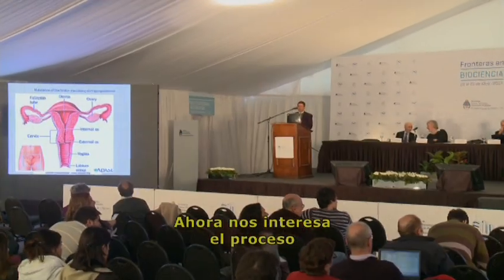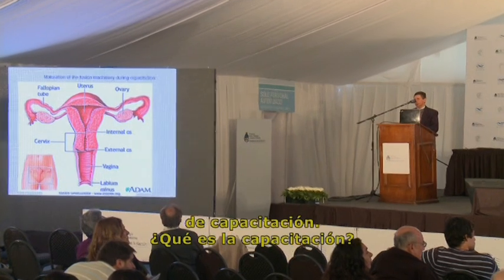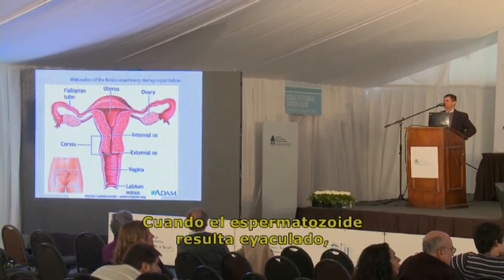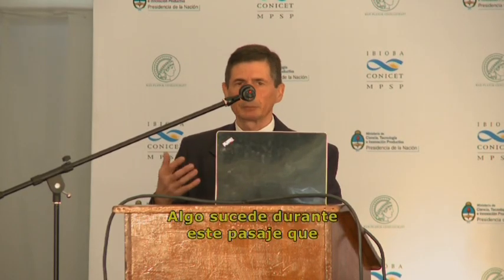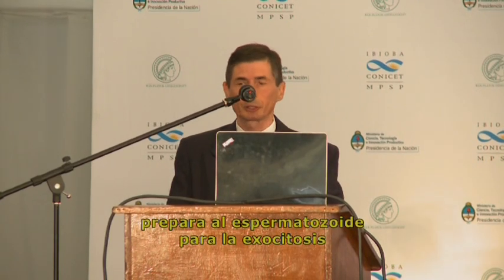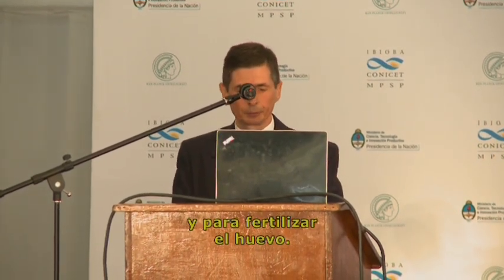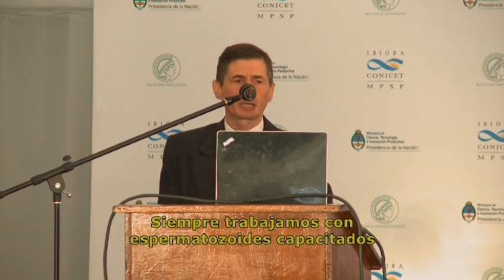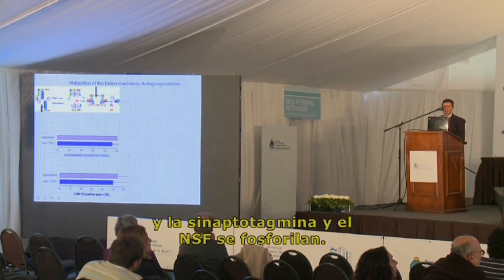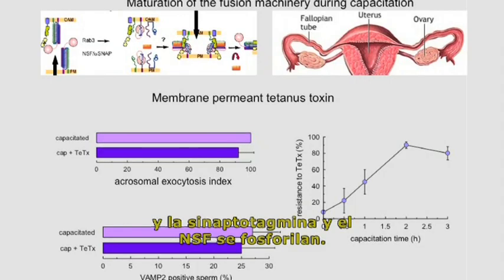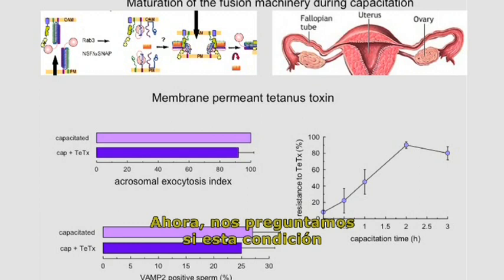So we are now interested in the process of capacitation. What is capacitation? The sperm, when it's ejaculated, is not able to fertilize an egg. It is required to go through the female tract, and something happens during this passage that prepares the sperm for exocytosis and for fertilizing the egg. We always work with capacitated sperm, and we know that in capacitated sperm, SNAREs are pre-assembled in cis complexes, inactive. Synaptotagmin is phosphorylated, NSF is phosphorylated. Now, we wonder if this very particular condition of the fusion machinery occurs during capacitation.